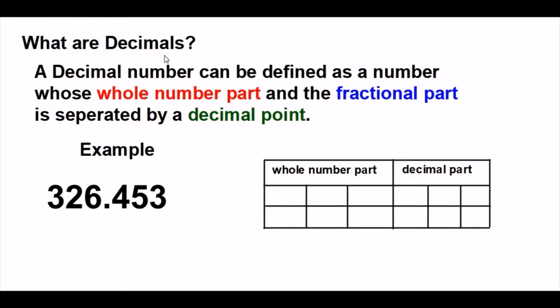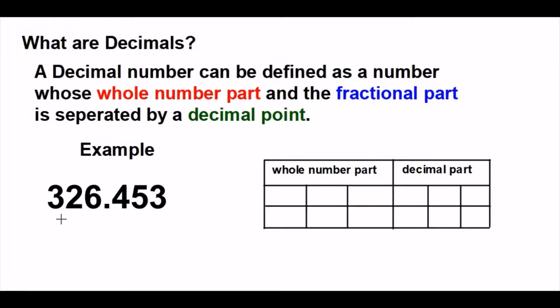In today's class, let's learn about decimals. So what are decimals? A decimal number can be defined as a number whose whole number part and the fractional part is separated by a decimal point. That is, a decimal number will have a whole number part and a fractional part or a decimal part that is separated by a decimal point.